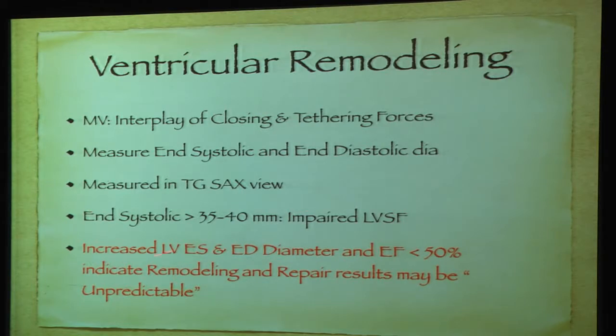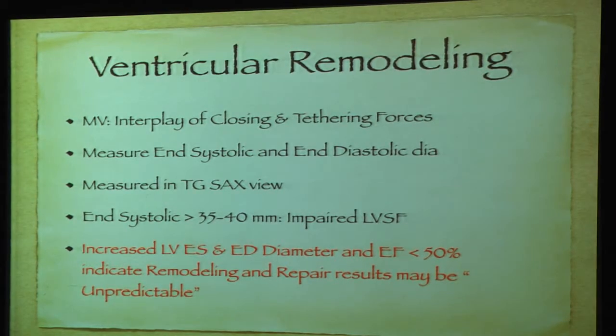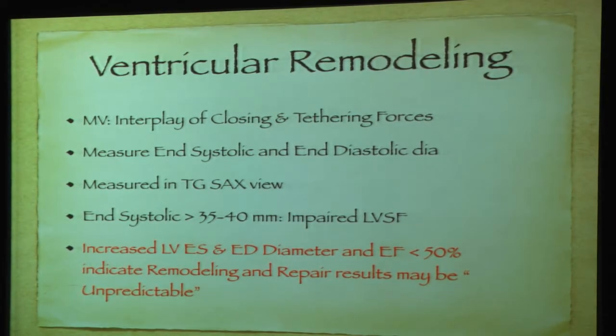It's not emptying out completely. So if you have increased LV end systolic, LV end diastolic diameter, EF is decreased, less than 50%, okay? That indicates that the ventricle has remodeled. And because of that, the repair results may be unpredictable, okay? The keyword is unpredictable. That does not mean you cannot repair. You can still repair it, but the results may be unpredictable depending on how bad the remodeling has happened.